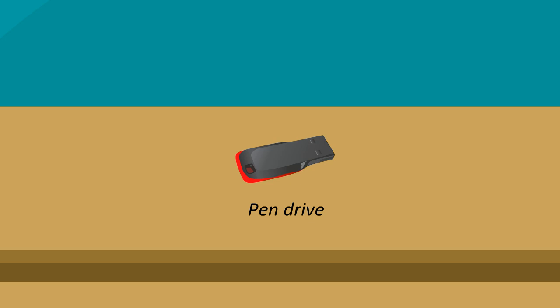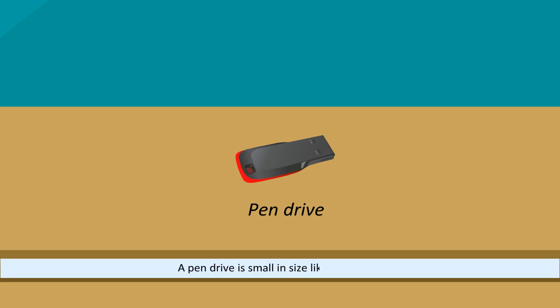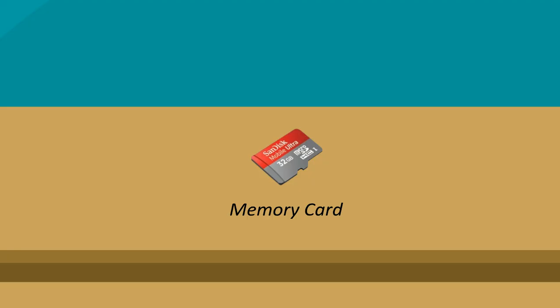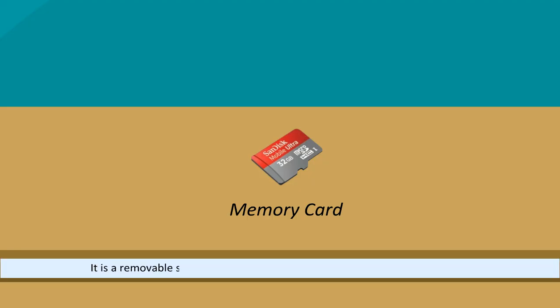Pen drive. A pen drive is small in size like a thumb. We can store work and carry it in our pocket. Pen drive is also called USB drive. Its storage capacity is higher than that of a DVD. Memory card. It is a removable storage device that is usually fixed inside a mobile phone, tablet computer, or a digital camera. It comes in different storage capacities that can even be same as that of a pen drive.